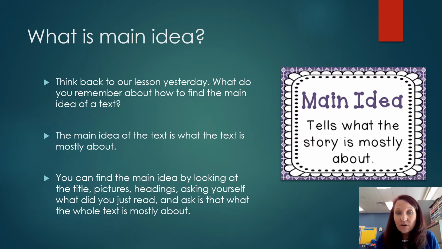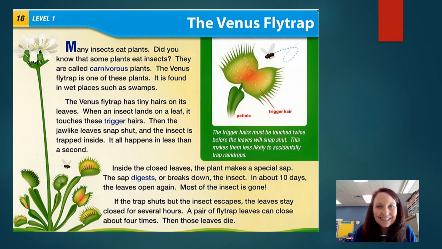Stopping and asking yourself, what did I just read? And also asking yourself, is that what the whole text is mostly about? Or is it just a small example or detail of the text? So we're going to put all of those ideas together to see if we can find the main idea of this story called The Venus Flytrap.